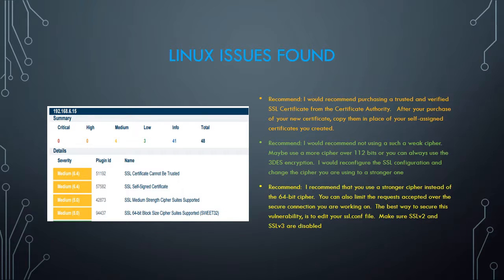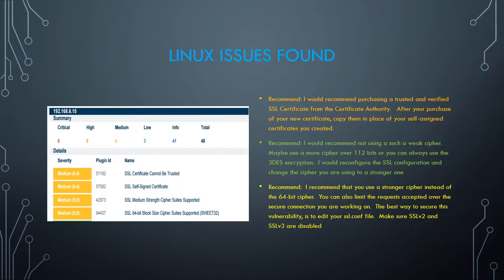Nessus is just stating that they used a very weak cipher to protect their data from being seen or exploited. Using such a weak cipher can make you vulnerable to a man-in-the-middle attack. So the recommendation would be to not use such a weak cipher and maybe use a bigger cipher over 112-bit, or you can always use 3DES encryption. I would recommend changing the SSL configuration to use a stronger cipher.